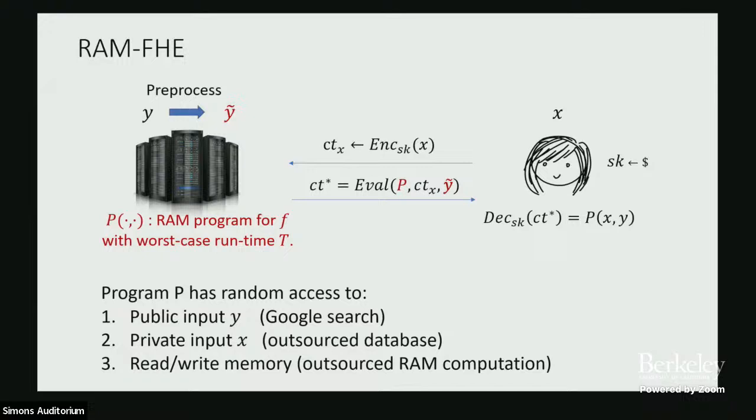So maybe X is an encrypted database and you want to do some queries over this encrypted database that the client outsources to the server. And in addition, the program P could have some additional read-write memory. This would be useful if Y is empty and you want to just outsource RAM computation. In general, to convert from RAM to circuit, you have to pay at least linear in the input size plus quadratic in the runtime. So here you would avoid this quadratic cost. Okay, so we're allowing RAM access to everything.